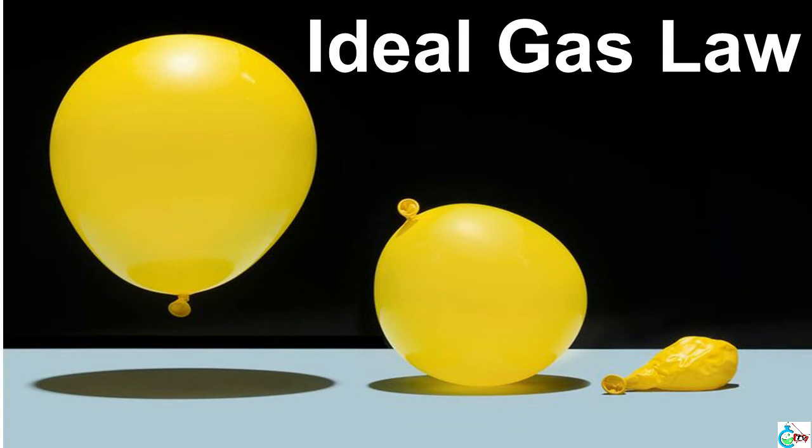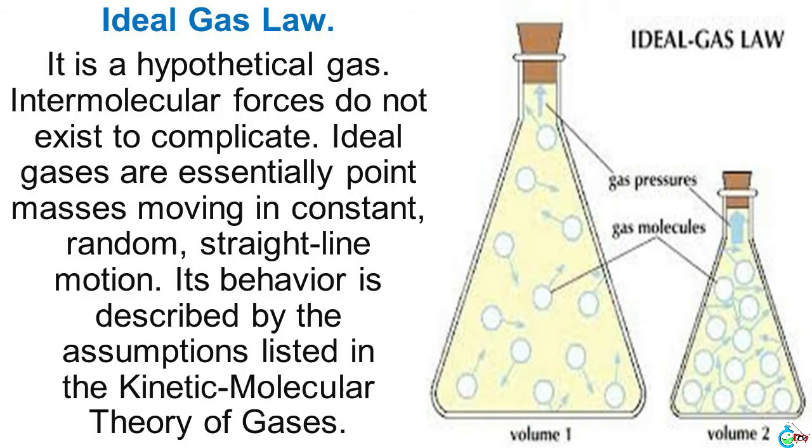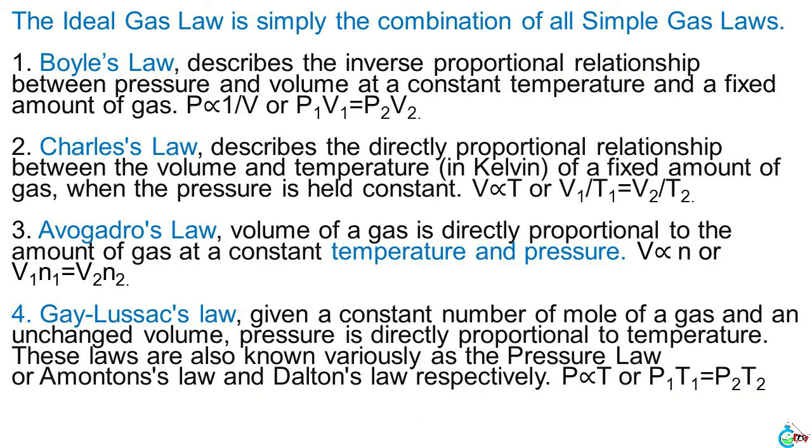Ideal gas law. It is a hypothetical gas. Intermolecular forces do not exist to complicate. Ideal gases are essentially point masses moving in constant, random, straight-line motion. Its behavior is described by the assumptions listed in the kinetic molecular theory of gases. The ideal gas law is simply the combination of all simple gas laws.